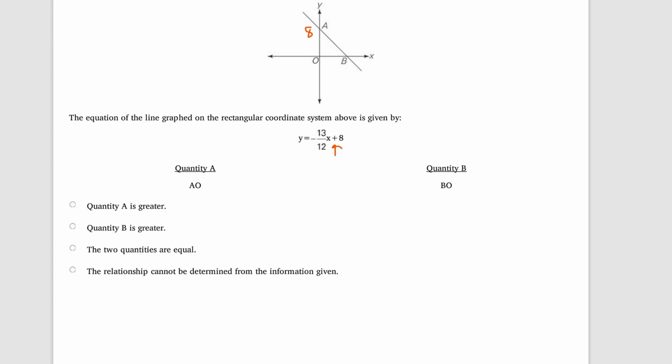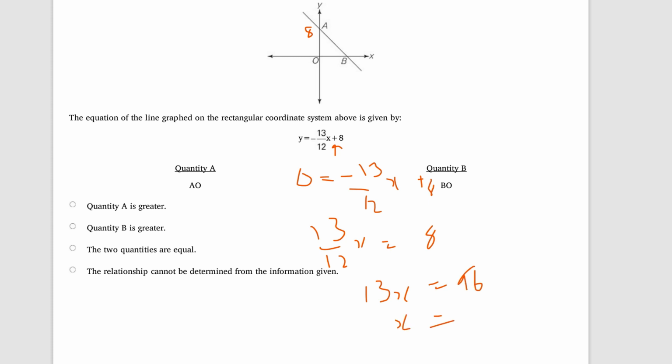How do we get B? B is where it crosses the x-axis, meaning it's the x-intercept, meaning it's when y is 0. If y is 0, we can quickly solve that equation. What I would do is push the negative fraction to the other side by adding 13/12x to both sides. The 13/12 becomes positive. It's now on the left, and then it equals 8. I would times both sides by 12, so 13x equals 96, and then divide by 13.